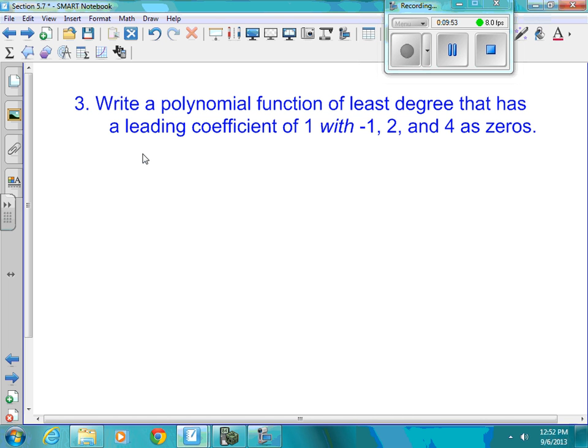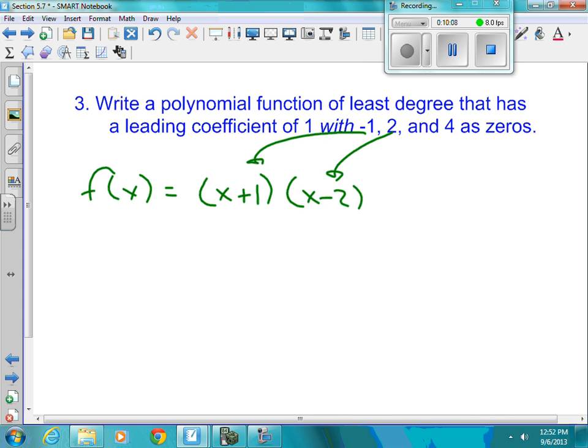Well, we say f of x or y, doesn't matter either one, equals x plus 1, because negative 1 is a 0, and x plus 1 is a factor. X minus 2, because positive 2 is a 0, so x minus 2 has to be a factor. And x minus 4, because positive 4 is a 0. Now that is a polynomial function of least degree, but it's factored. Okay, so when they say this, what they want you to do is multiply it out. So this is review of FOILing.